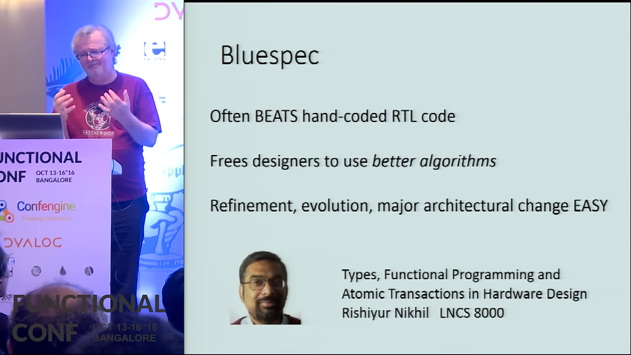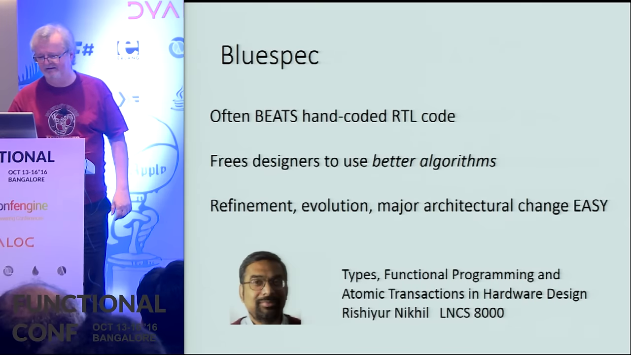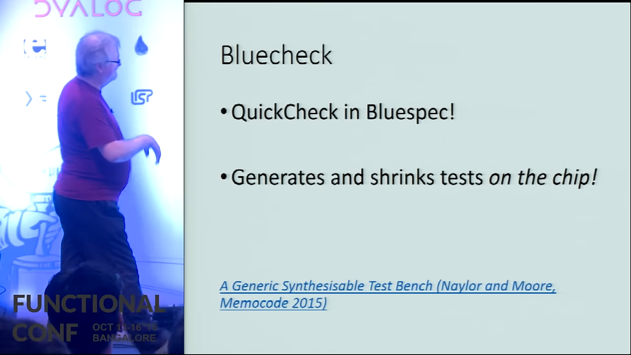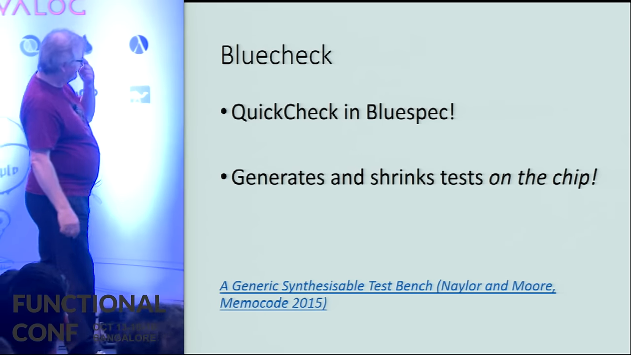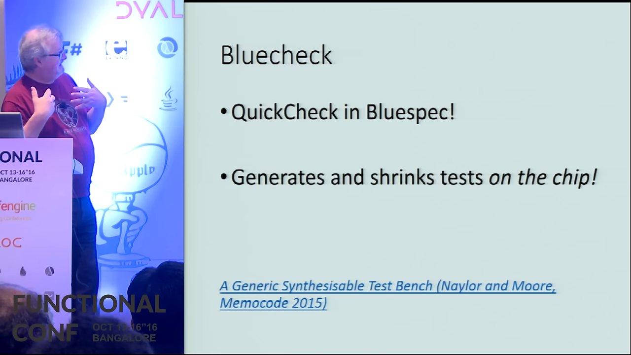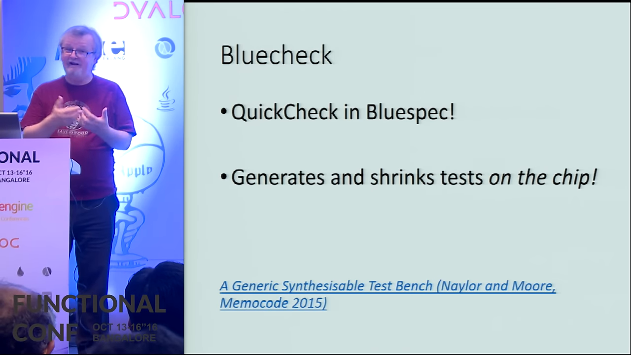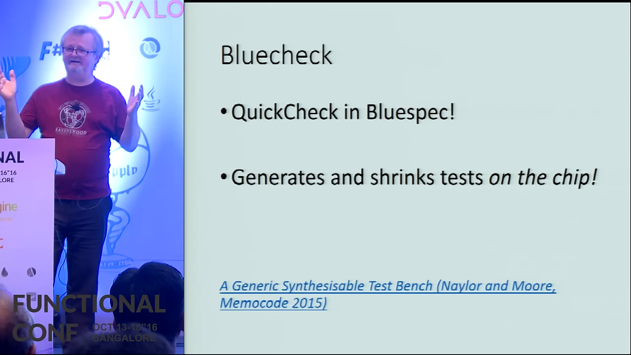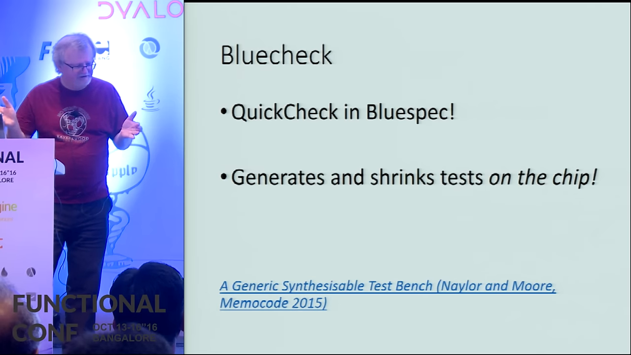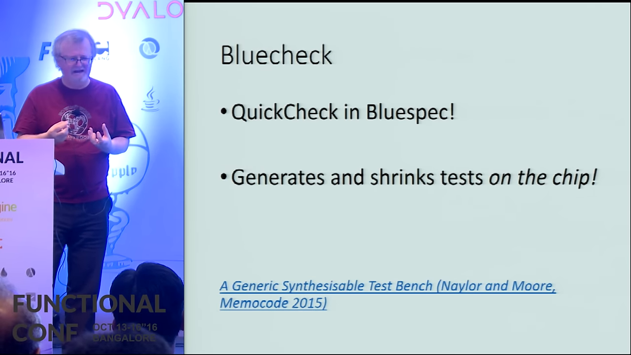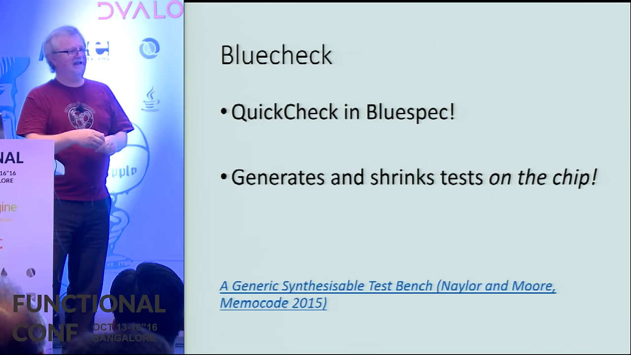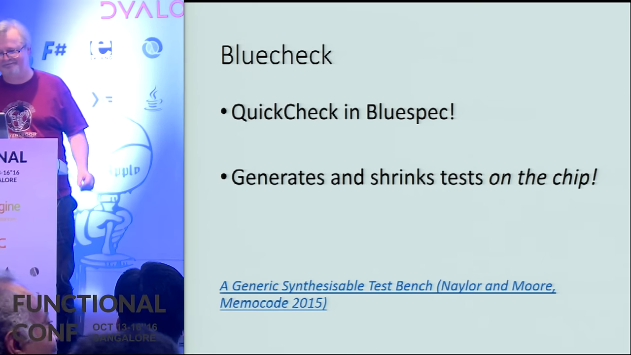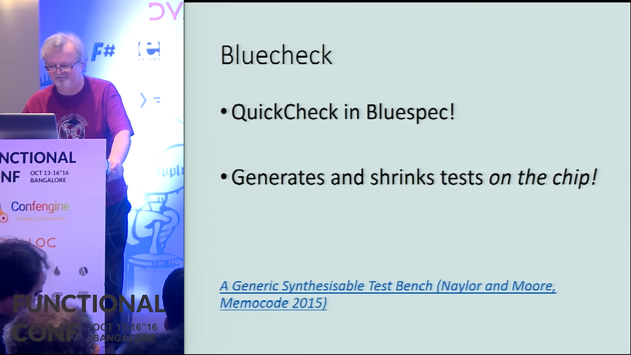And of course, BlueSpec is essentially a kind of Haskell. So it has QuickCheck. This is work by Matthew Naylor and Moore in Cambridge. And you can take that BlueSpec QuickCheck and generate and shrink tests on the chip. And this blows away hardware designers. I mean, hardware designers are used to maybe having some support for testing on a chip, but having the whole process where the chip just outputs, by the way, I don't work for this input, that's just like magic. So I think that's really cool.